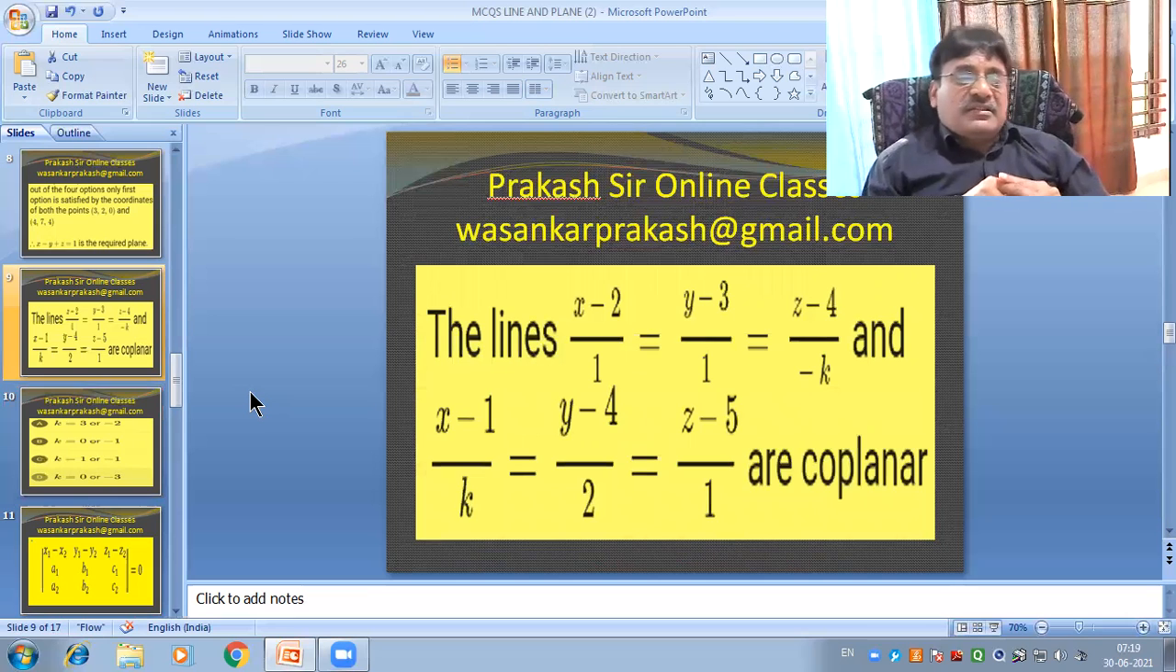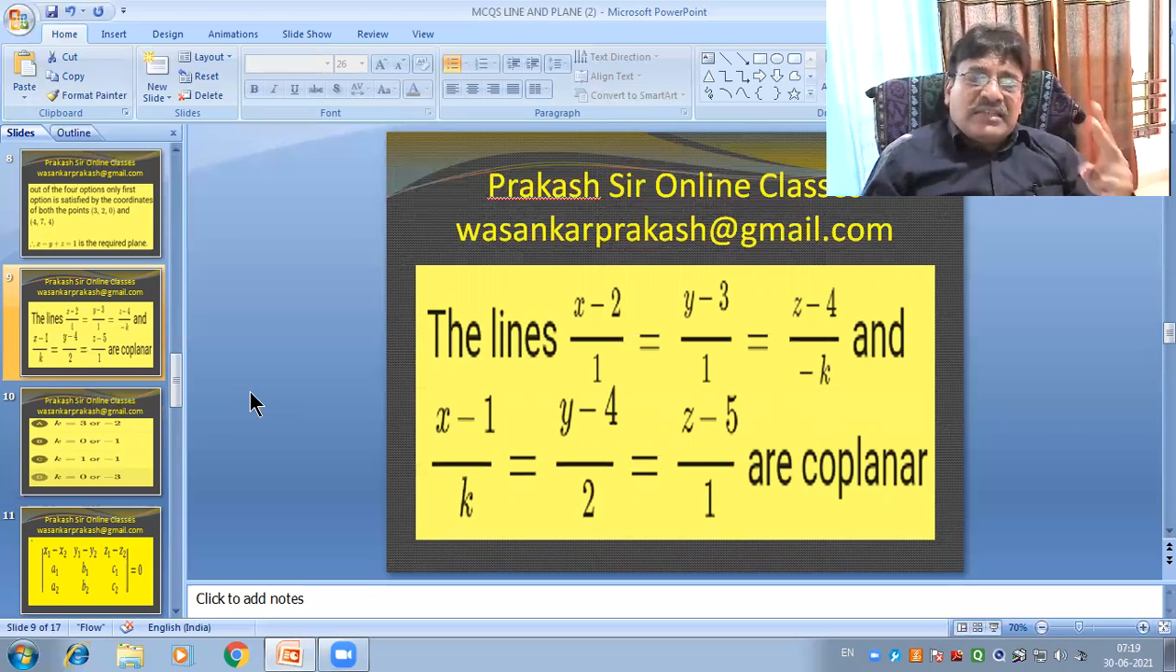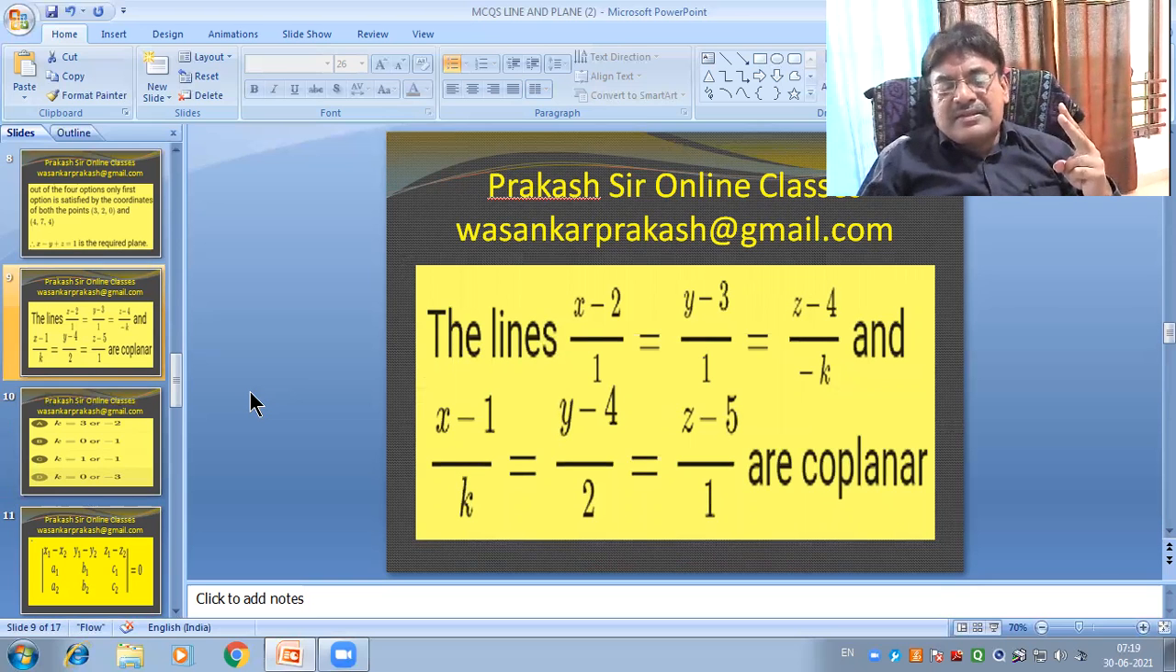First, we read the multiple choice question carefully. In this problem, two equations of lines are given, and the equations are given in Cartesian form. So this is the equation of the line passing through the point (2, 3, 4) and parallel to a vector, say vector p, equal to i plus j minus k.